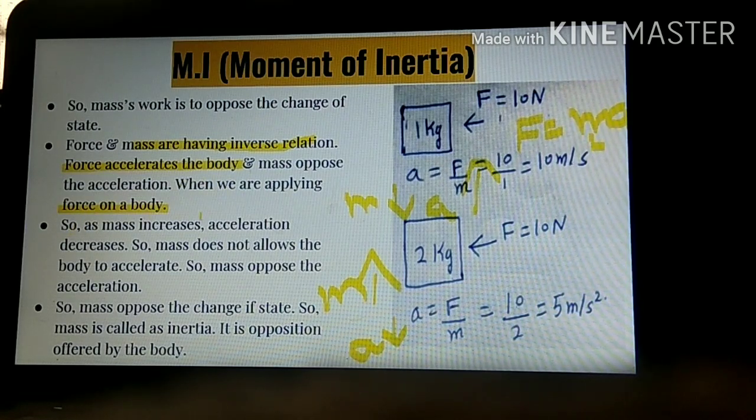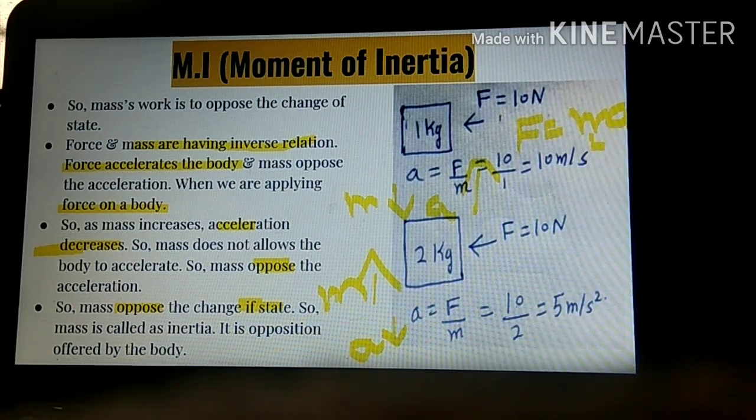Okay, so whenever mass was increasing, acceleration was decreasing. So mass does not allow the body to accelerate. What does mass do? Mass does not allow the body to accelerate, or we can say that mass opposes the acceleration. So we can also have a generalized condition that mass opposes the change of state.